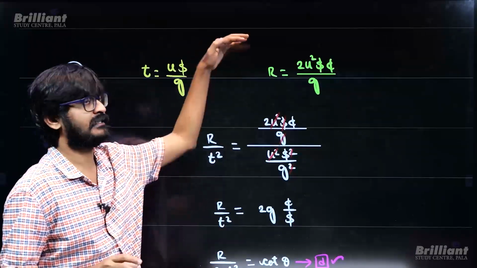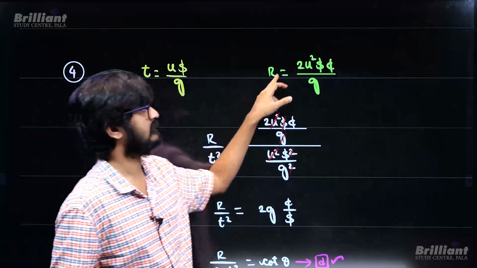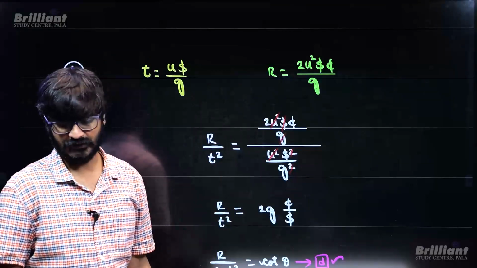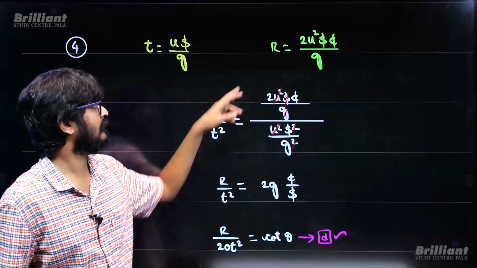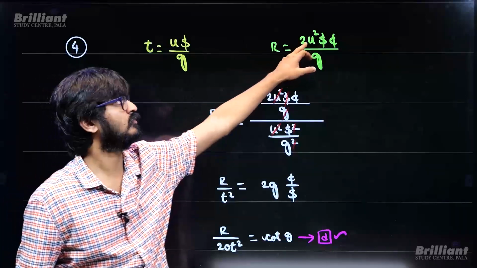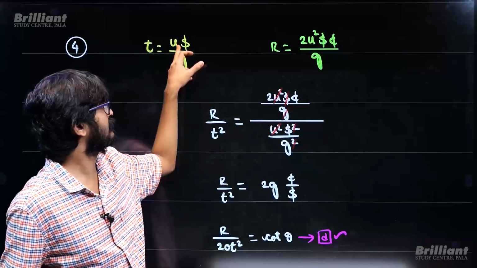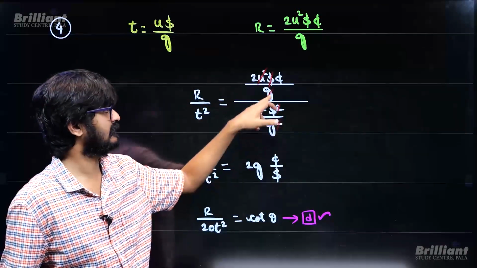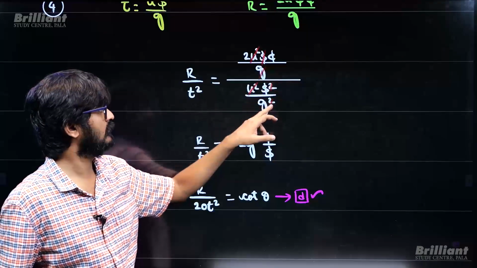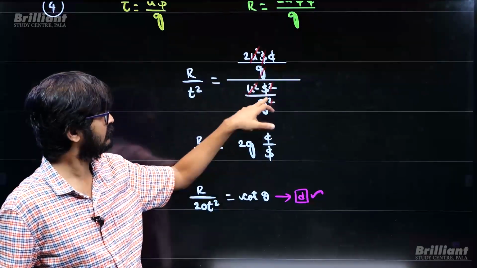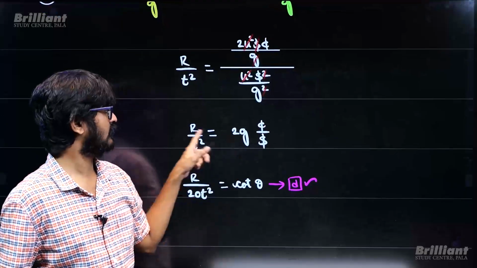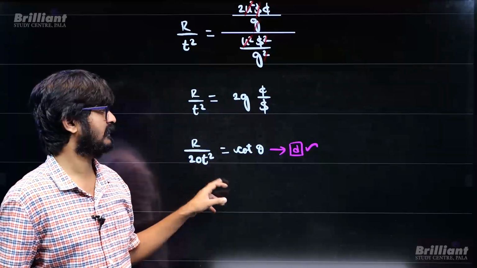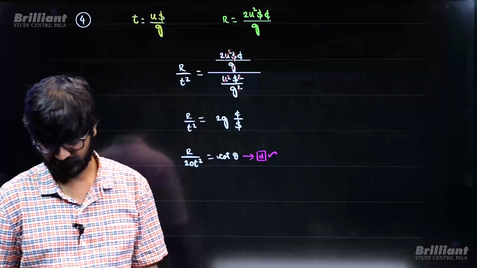So time taken to reach the maximum height is u sin theta by g. Range is u square sin 2 theta by g, where sin 2 theta is 2 sin theta cos theta. Now in the options there were only t square and R terms. So I am trying to calculate R by t square. R is 2 u square sin theta cos theta by g, divided by t square. T square is u square sin square theta by g square. You can cancel stuff. U square will be cancelled. One sin will be cancelled. One g will be cancelled. It will turn out to be 2 cos theta by sin theta into g, right? So R by t square is this much. So cot theta will be R by 2g. 2g is 20. So cot theta is R by 20 t square.